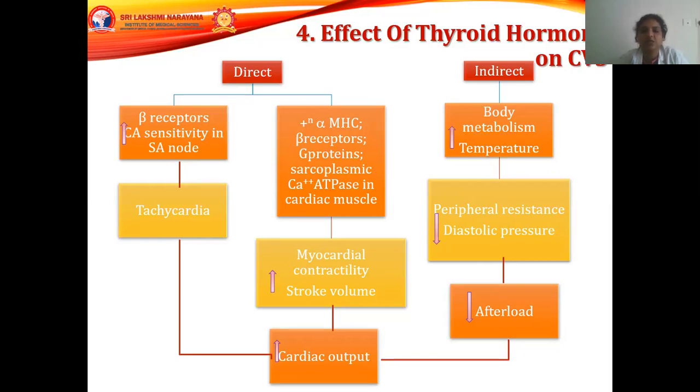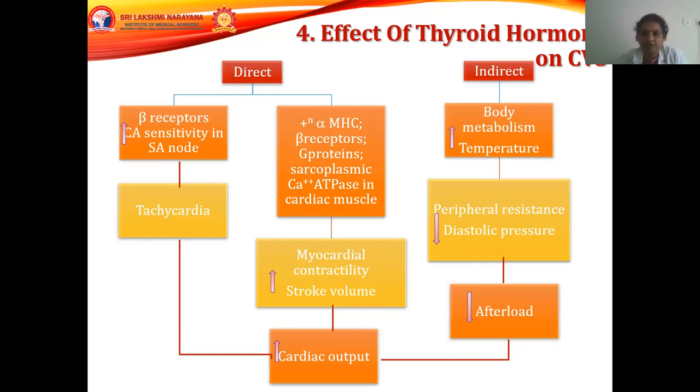These are myosin heavy chain proteins, and also beta receptors, G protein, sarcoplasmic calcium ATPase will all get stimulated in the cardiac muscle. So all this is going to aid in an increase in the myocardial contractility and also an increase in the stroke volume. So when myocardial contractility and stroke volume increases, there is going to be an increase in the cardiac output.